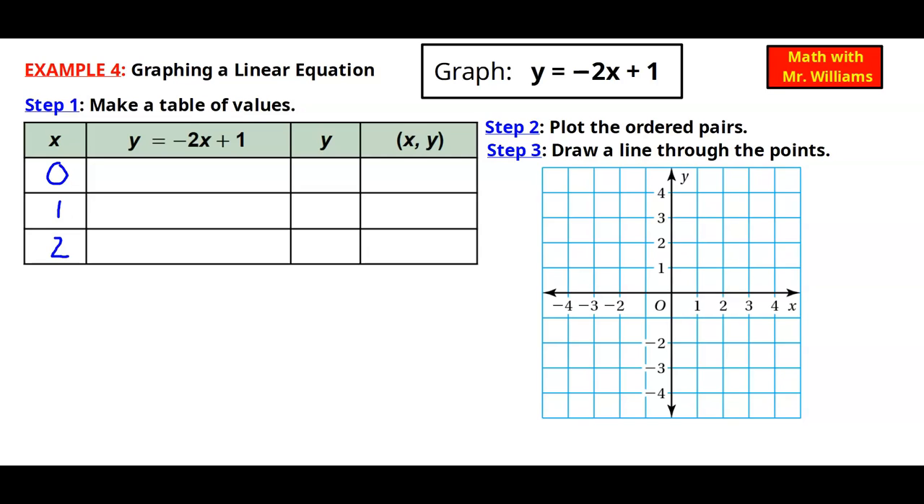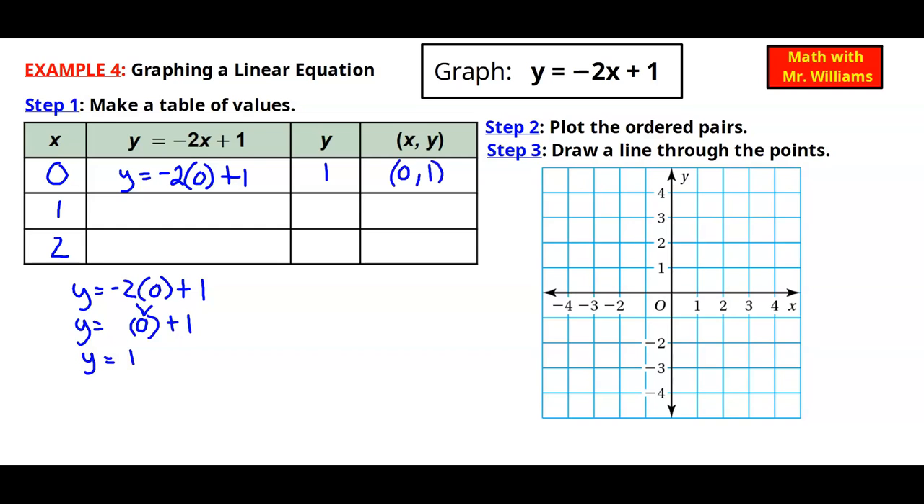If we just use substitution to plug our numbers in, we have y equals negative 2, substitute the 0 for the x, plus 1. Let's come down here and do our work. We have negative 2 times 0, which gets us 0, plus 1. 0 plus 1 gives us 1. So now our ordered pair would be (0, 1).